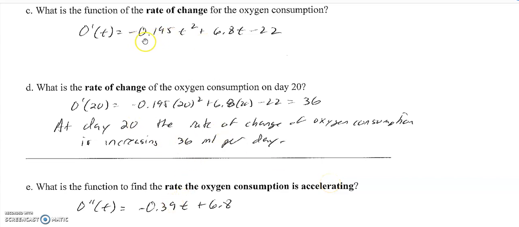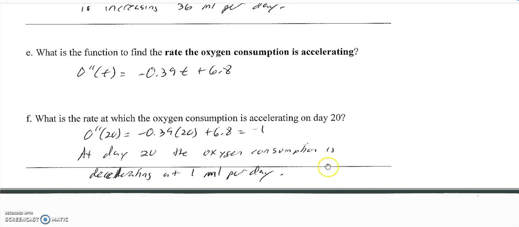So the derivative of negative 0.195 t squared plus 6.8 t minus 22 would be negative 0.39 t plus 6.8. And then when we plug 20 into the second derivative, we get negative 1. So at day 20, the oxygen consumption is decelerating at 1 milliliter per day squared.